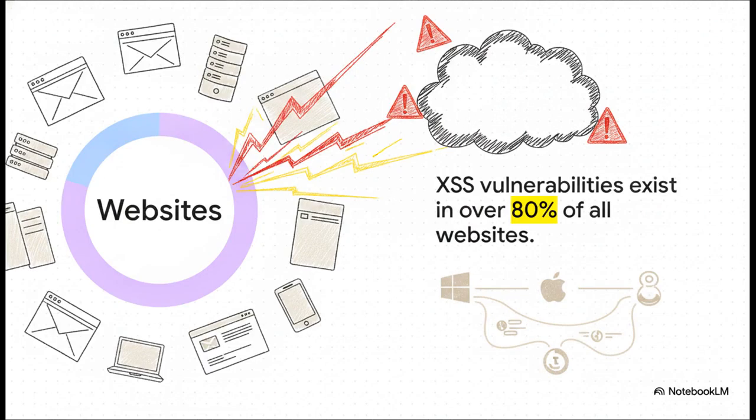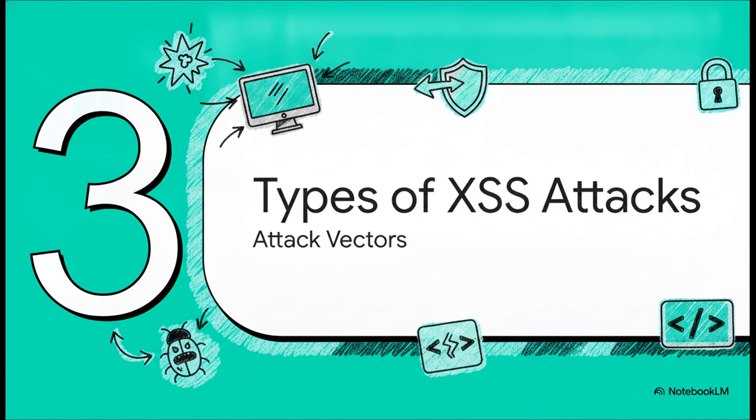Get this. Research shows that this exact vulnerability, cross-site scripting, has historically been found in over 80% of all websites. 80%! That is huge. It's by far the most common vulnerability found in web applications today. And it's operating system independent. It absolutely doesn't care if you're on Windows, Mac, or Linux, because the whole thing lives right there in the web browser.